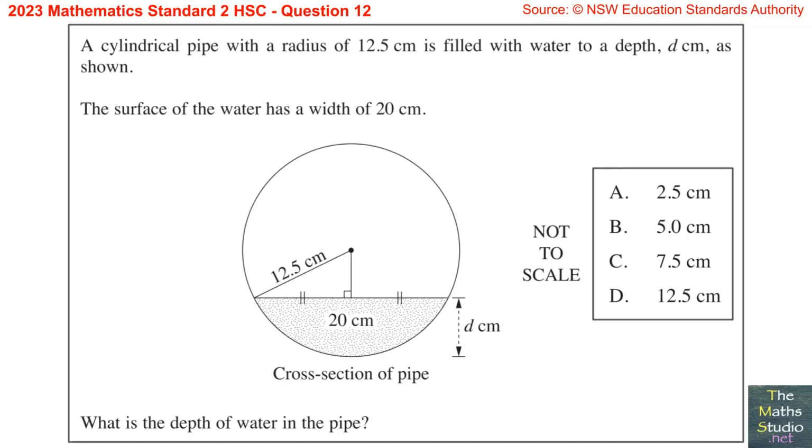Question 12. A cylindrical pipe with a radius of 12.5 centimeters is filled with water to a depth d centimeters as shown. The surface of the water has a width of 20 centimeters. What is the depth of water in the pipe?